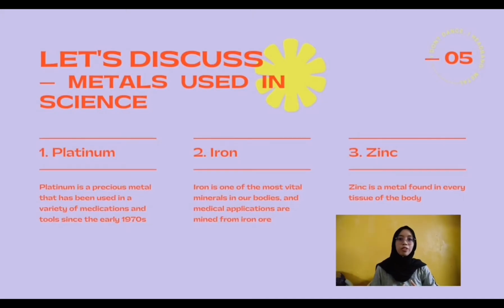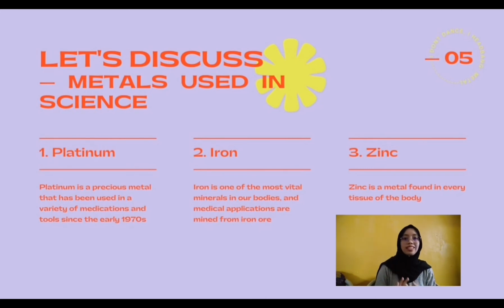A few metals are used in modern medicine, such as platinum. Platinum is a precious metal that has been used in a variety of medications and tools since the early 1970s. For example, platinum has proven to specifically detect tumors located in the head and neck region. The second one is iron. Iron is one of the most vital minerals in our bodies, and medical applications are mined from iron ore. For example, iron is used to prevent infection in wounds.